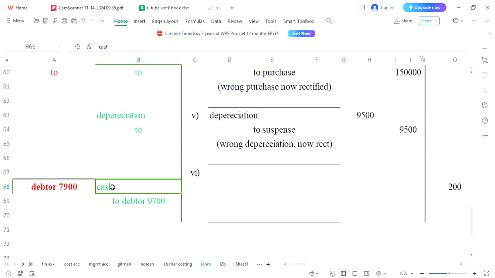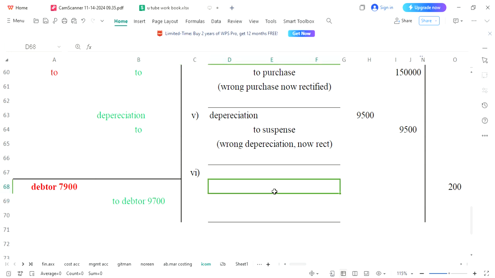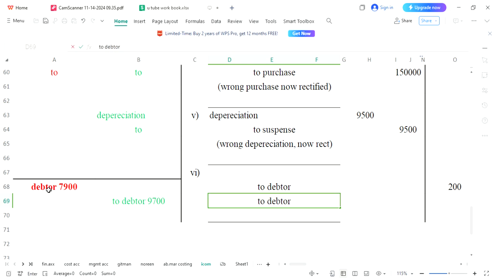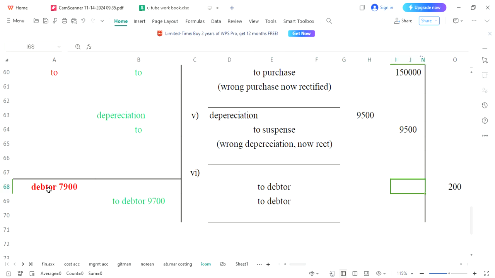There is no mistake in cash, so you can ignore it. Debtor was required to be written on credit, not written. To rectify it, we will now write it on the credit side. On the other hand, debtor was not required to be written on debit. We have written it. To rectify it, we will write it on the opposite side. Since it was a double error, it would be rectified with double amount, originally 9,700, and then the wrong amount 7,900. You may write debtor only once and add both amounts over here.